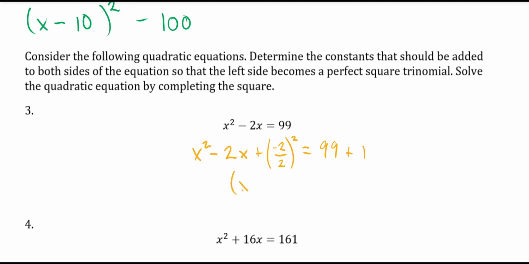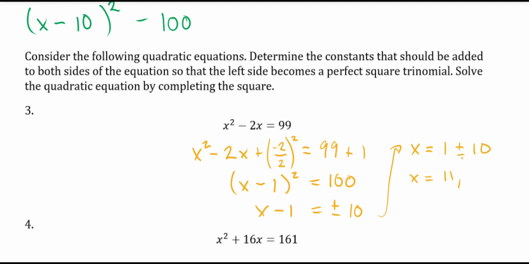On the left, this now factors as x minus 1 squared, or 1/2 the middle term going here, and then the whole thing squared. And outside we have 100, which is in fact a perfect square. This gives us x minus 1 equal to plus and minus the square root of 100, which is 10. Then we would have x equal to positive 1 plus and minus 10. 1 plus 10 is 11, and 1 minus 10 is minus 9. And these would be the two solutions for this equation.